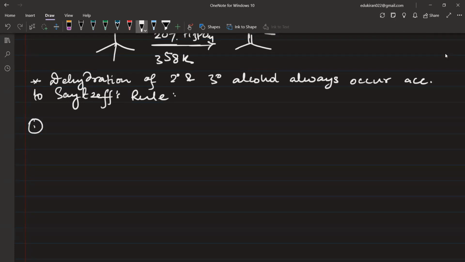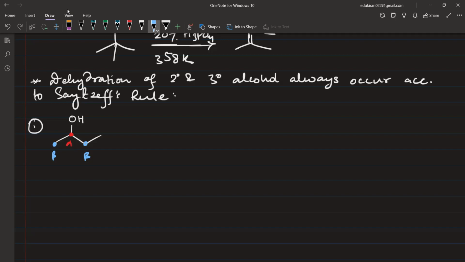Write the first question. So we have a 2-degree alcohol, okay? And see, what is the alpha carbon? You have to first of all identify the carbon which is directly bonded to the OH group. So alpha carbon is this carbon. Now what is beta carbon? Beta carbon is the adjacent carbon. So this is the beta carbon as well as this is the beta carbon.